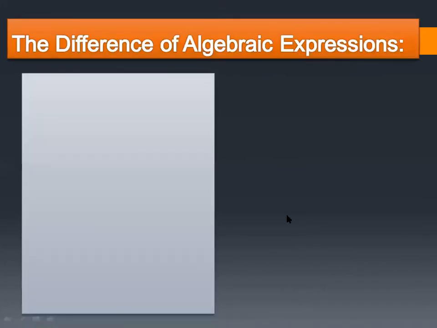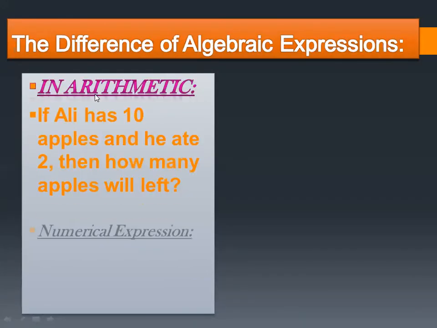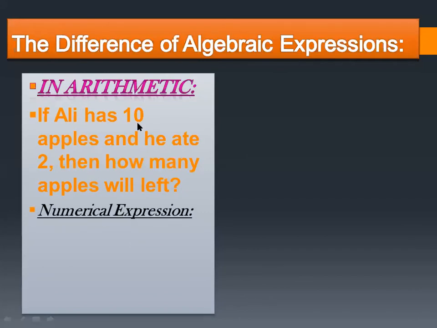Next is the difference of algebraic expressions. Difference means minus. In arithmetic, suppose you have an example like this: Ali has 10 apples, and he ate 2. How many apples will be left? You will subtract 2 from 10, so you write 10 minus 2. These are very simple examples. It becomes 8 apples. This is the way to solve these questions in arithmetic.